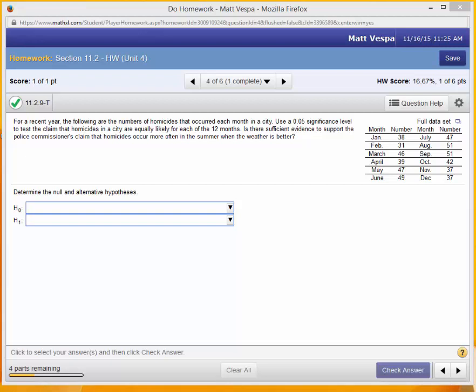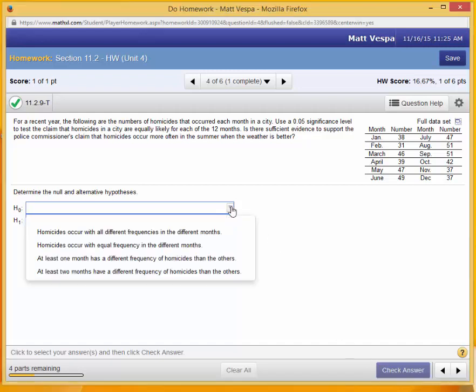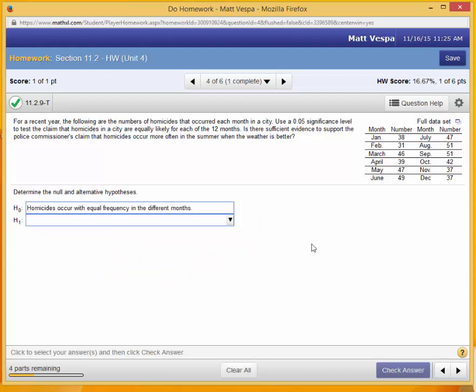For a recent year, the following are the numbers of homicides that occurred each month in a particular city. We're to use a 0.05 significance level to test the claim that homicides in a city are equally likely for each of the 12 months. Okay, so equal likelihood, that's our null hypothesis, is that homicides occur with equal frequency in different months.